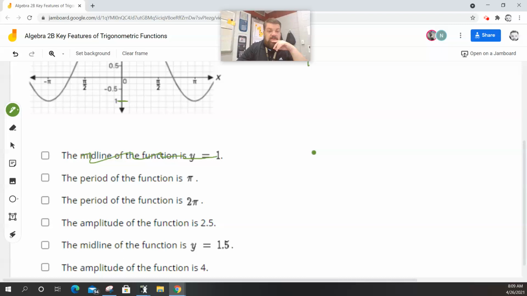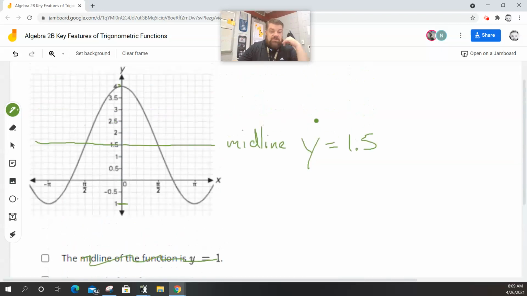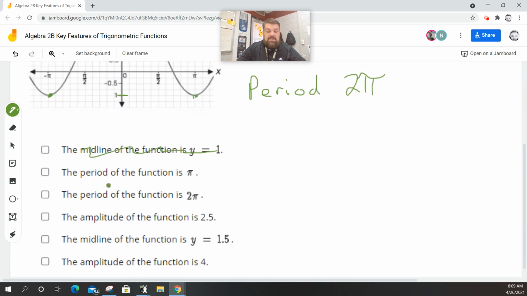The next one says the period is pi. No, let's figure out what the period is. So we go from peak to peak, or valley to valley. So from here to here. So this is -pi, and this is +pi. So my period then would be pi plus pi, or 2 pi. All right, so that's not true. Oh, but this is. My period is 2 pi.